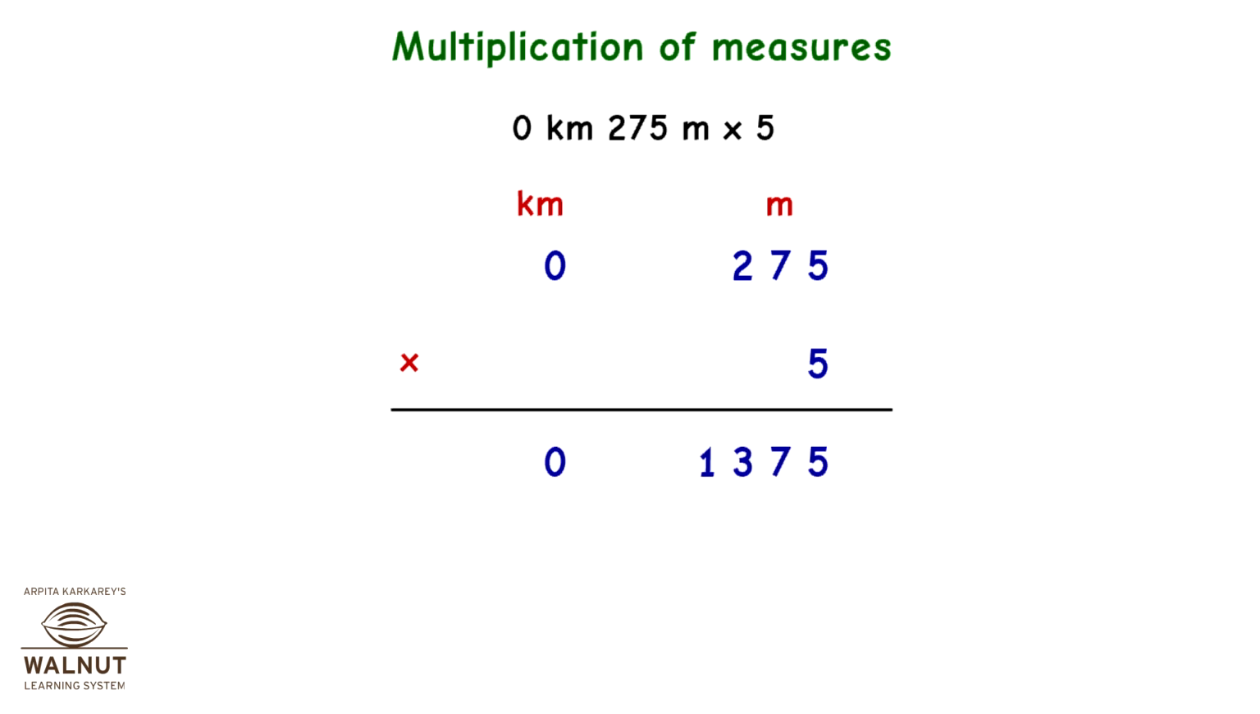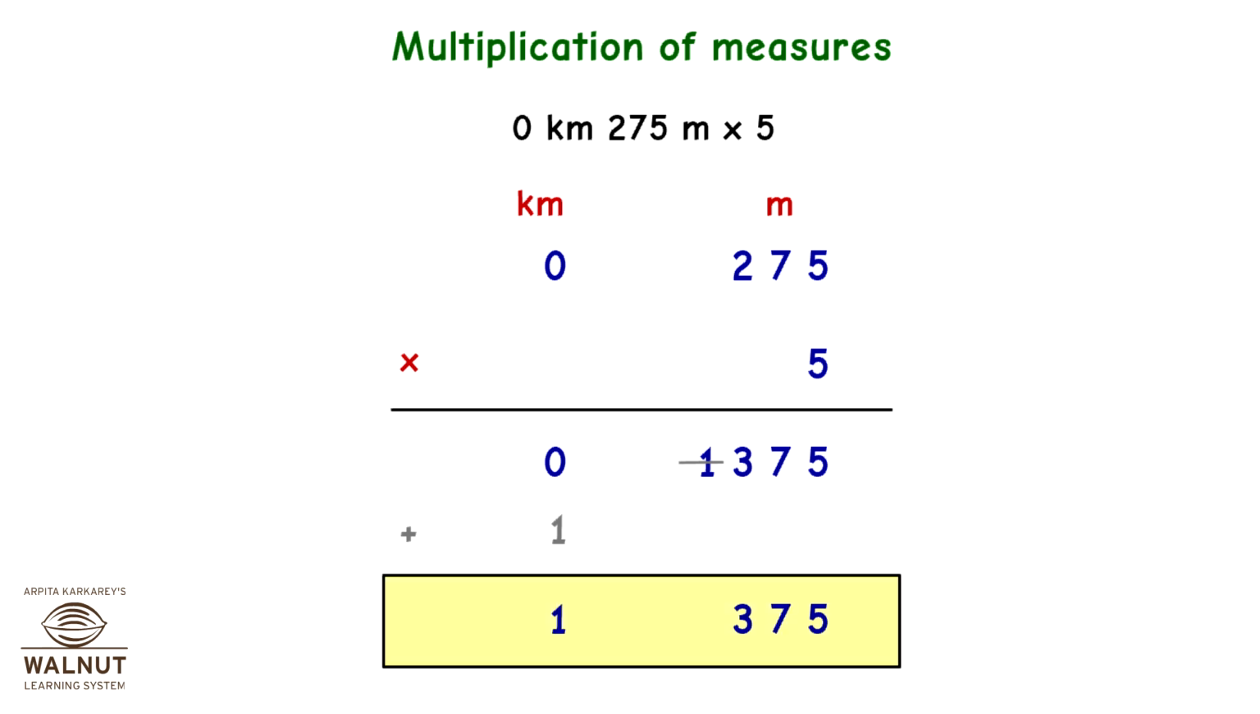Look at the unit under meters. We can see that we have to adjust it. We know that 1000 meters is equal to 1 kilometer. Here we have 1 kilometer which we can club with the kilometers and keep the remaining meters. Then we keep the remaining meters, we add up the kilometers and that is our answer.